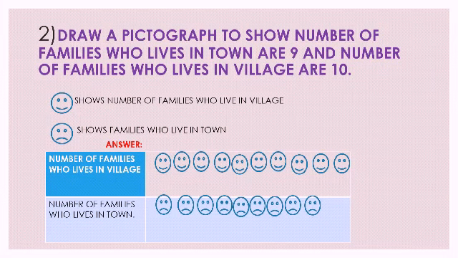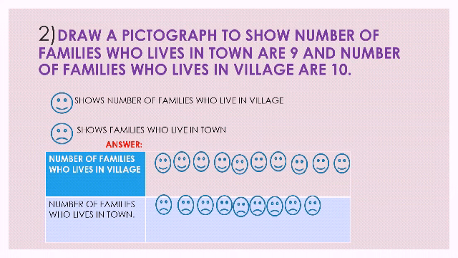Okay, our second question. Now, what is the question? Draw a pictograph to show the number of families who live in town, which are 9, and the number of families who live in village, which is 10. That means you have to draw a pictograph where you depict the number of families who live in a village and the number of families who live in town. Now, it is given that the number of families who live in town are 9 and the number of families who live in village are 10.